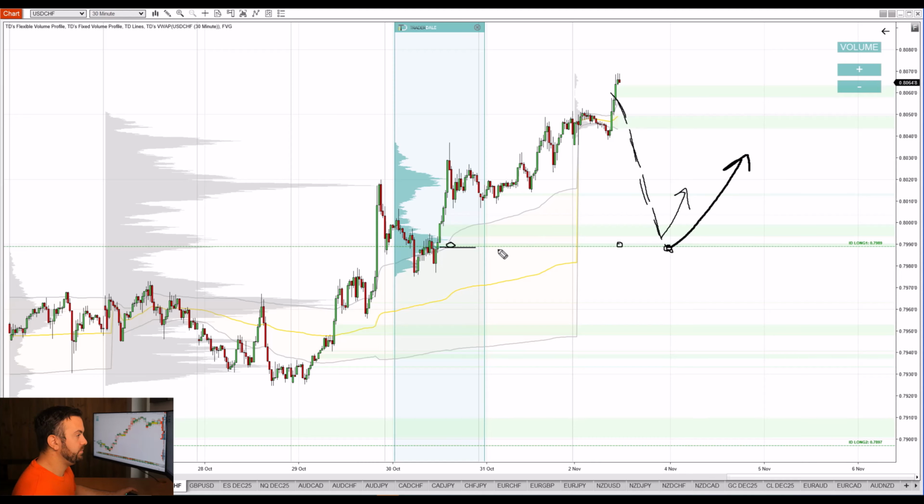So that's the plan. Right now, what we need to do is just wait for the pullback, and when the price reaches this place, then the buyers from this heavy volume zone should become active and push the price up from there again.